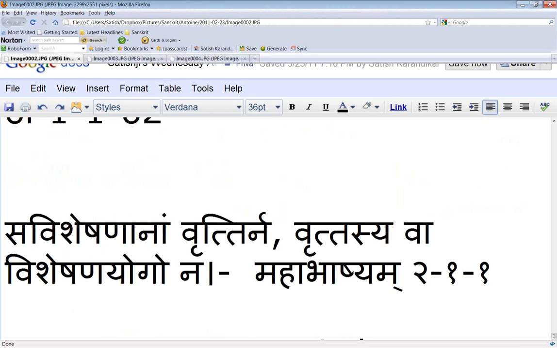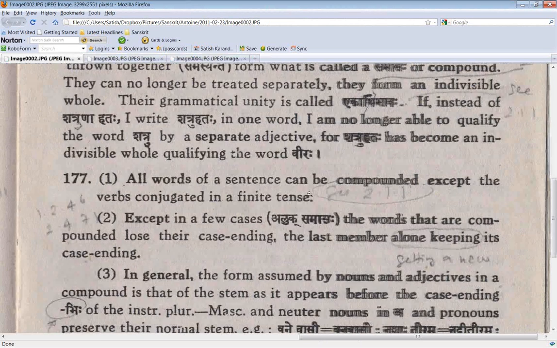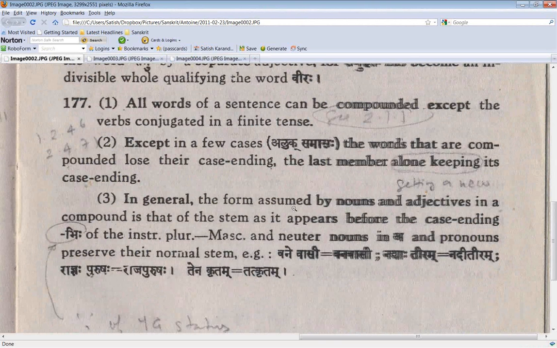The last paragraph in the book says that in general, the form assumed by nouns and adjectives in a compound is that of the stem as it appears before the case ending bhi. Now bhi is a haladi pratyaya. It does not have the sanya of sarvanama sthanam. So when bhi follows, we get the angam the pada sanya by 1417. So swadishu sarvanama sthane 1417 will give the angam the pada sanya when bhi follows. That is why in the book he has given when bhi follows. And he says masculine and neuter nouns ending in a, and pronouns, these are the normal stem.